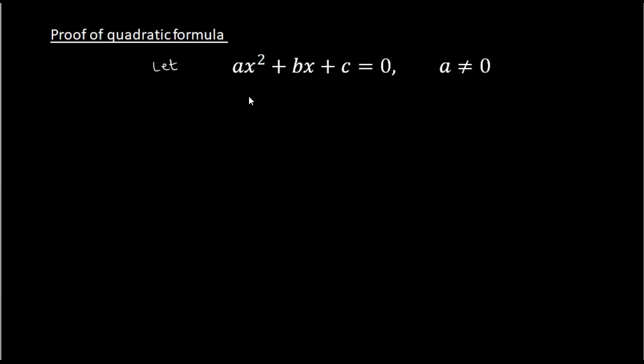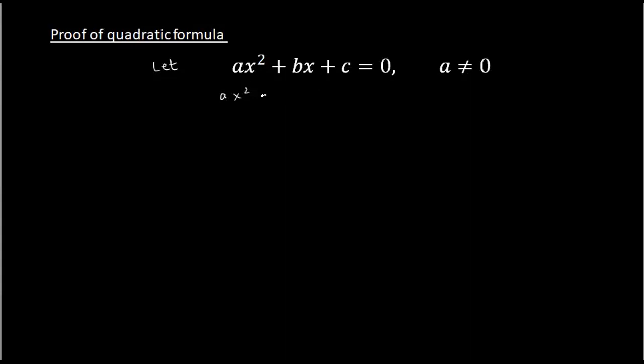Hello students, in this class we are going to learn how to get the quadratic formula from the standard quadratic equation. Here we have a standard quadratic equation ax² + bx + c = 0, where a is not 0. From this standard quadratic equation we are going to find the quadratic formula, simply by using the method of completing the square.